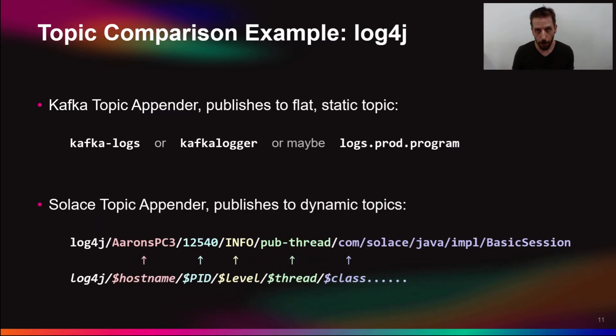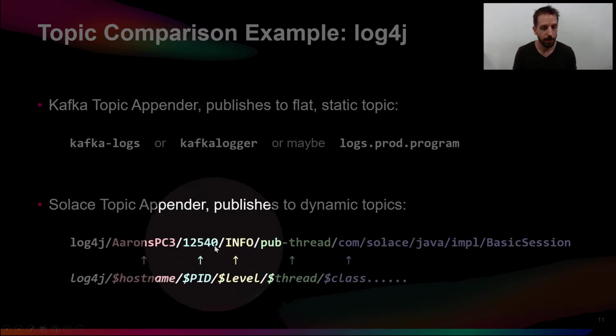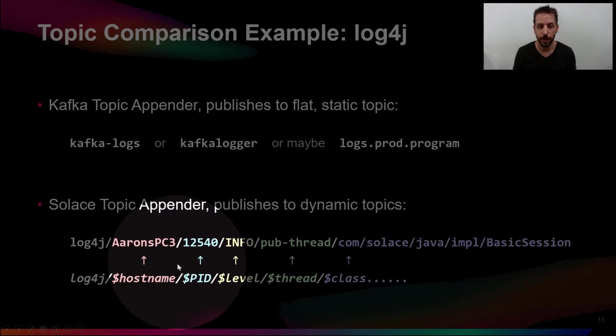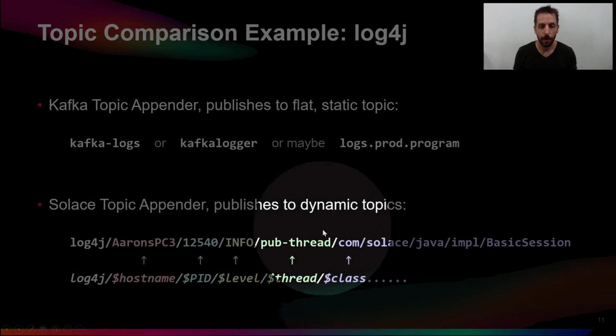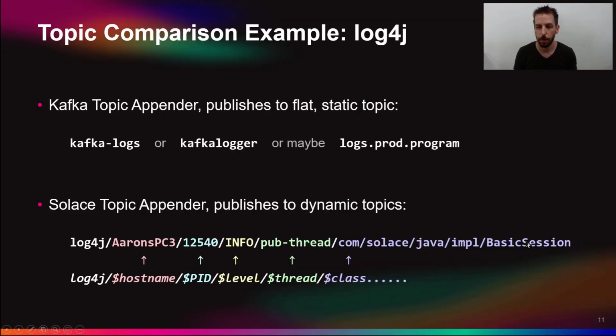Contrasting to that, a smart topic approach: I wrote a Solace topic appender for Log4j, and this is how it actually publishes the messages. As you can see, there is a fixed topic at the first level, which is Log4j. The next level is the host name. Then we have the PID that is generating this log. I have an info level, the actual thread name, and the class makes up the rest of the topic. So it's a very dynamic, very descriptive topic that I am publishing on.